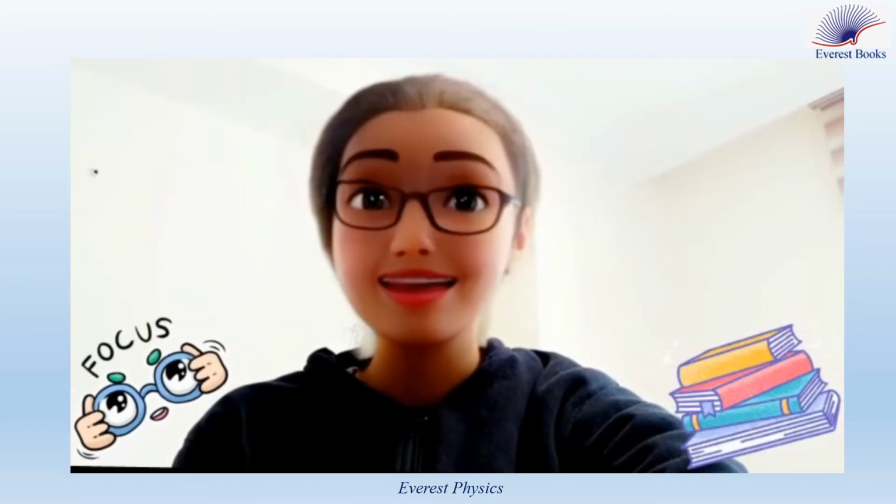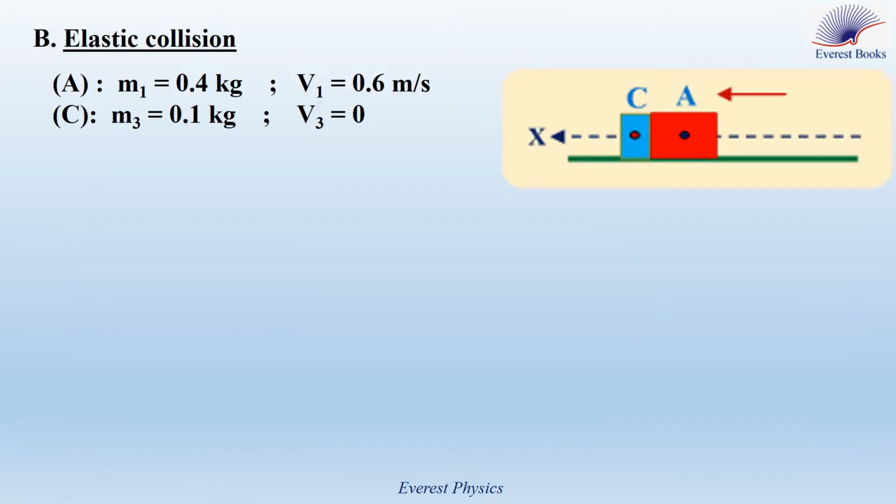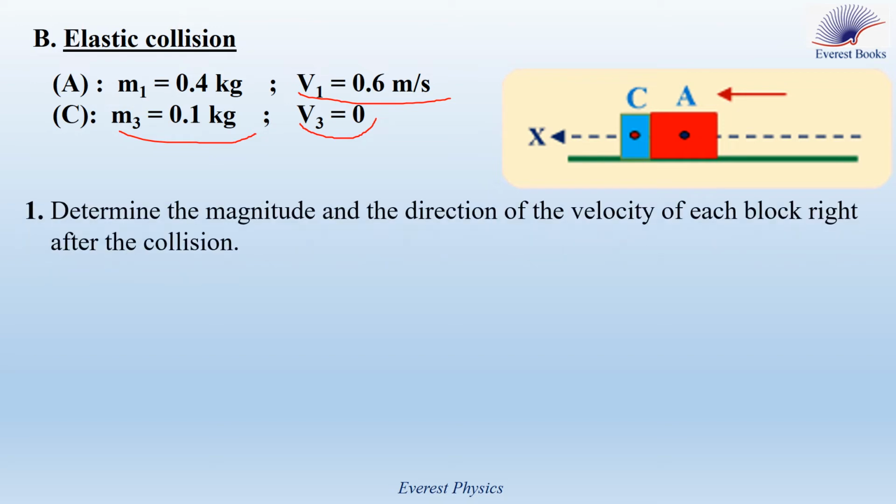Focus, please. This is important. Part B, elastic collision. After ejection, A moving to the left with a speed v1 equals 0.6 meters per second makes an elastic head-on collision with a third block C of mass m3 equals 0.1 kilogram, initially at rest. Initially at rest means the speed of C before the collision is equal to 0. Determine the magnitude and the direction of the velocity of each block right after the collision. Assume that v1 prime is the velocity of A right after the collision and v3 prime is the velocity of C right after the collision.